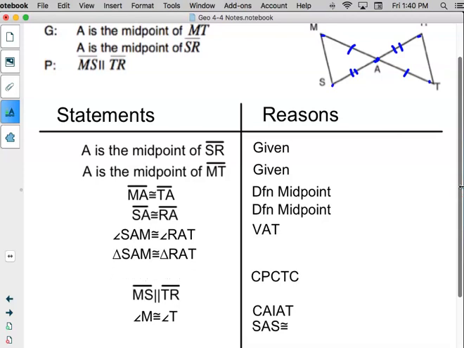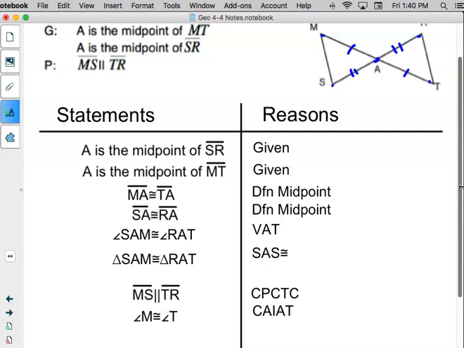And I've got the two triangles congruent because of side angle side congruence. Now our next thing is to prove that I have segment MS parallel to segment TR. In order for me to prove that those two segments are parallel, I've got to use one of the theorems we've had in the past, a converse theorem.